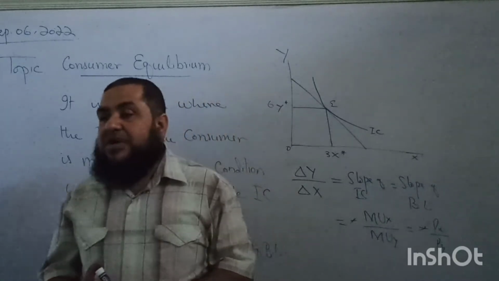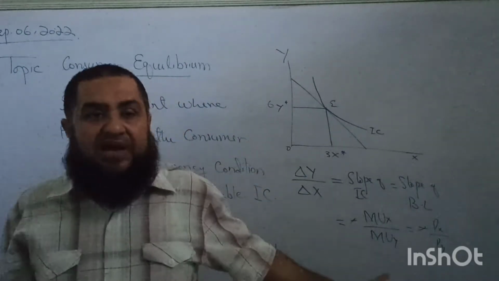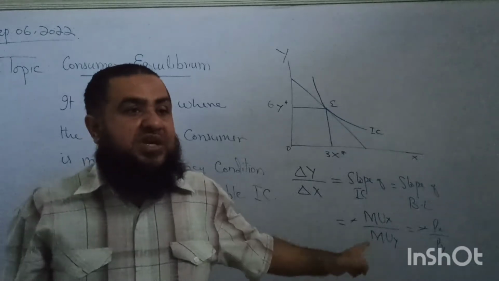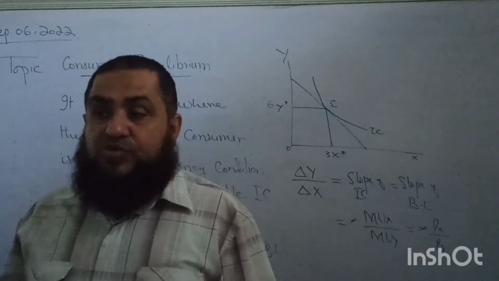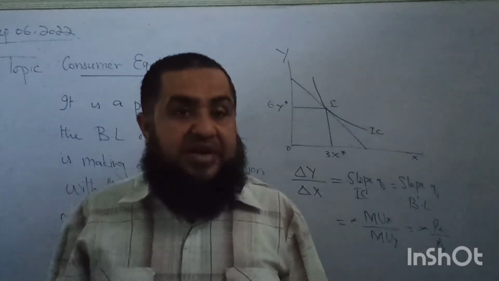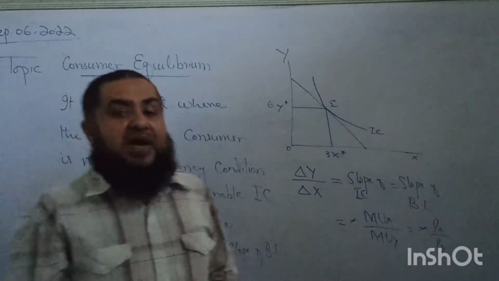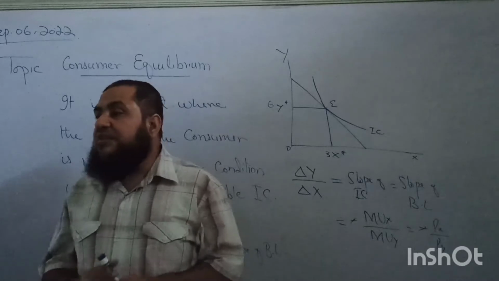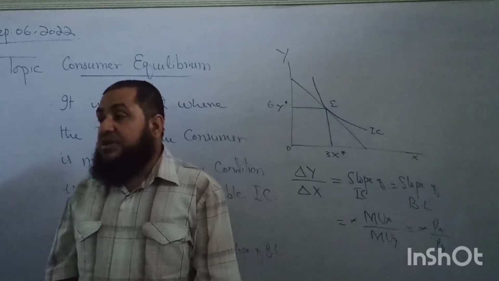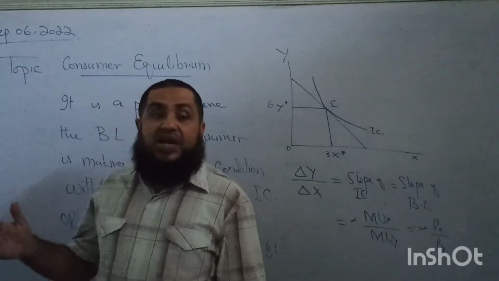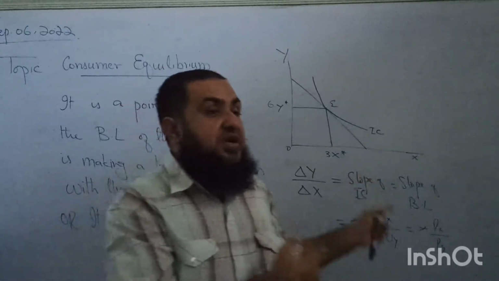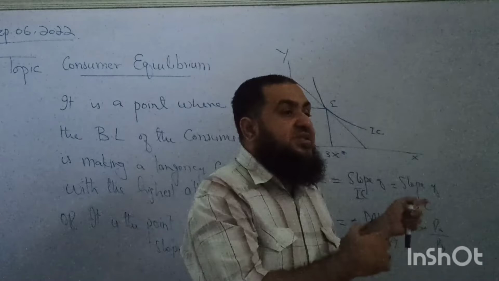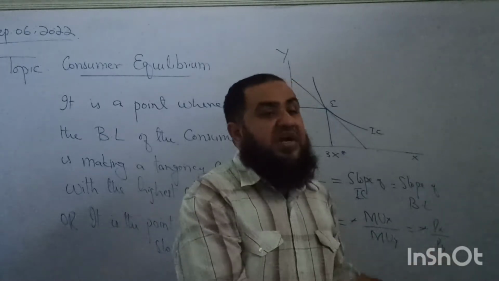If you remember, the same result we reached in our cardinal approach, the law of equimarginal utility, where I said each dollar spent on the two goods will give the consumer equal marginal utility. But in that case, we said utility could be measured in terms of numbers. Here we did not mention the numeric value of utility.